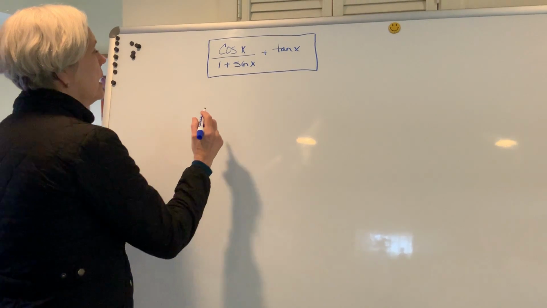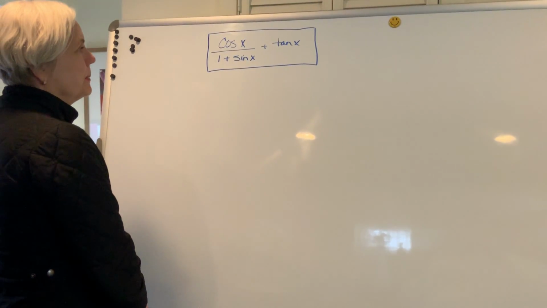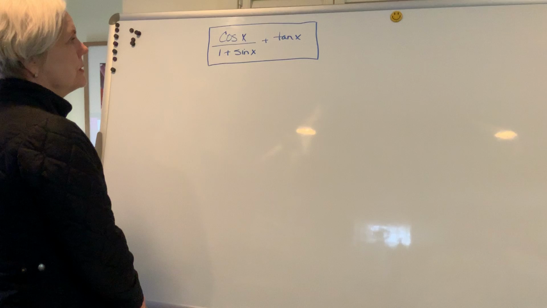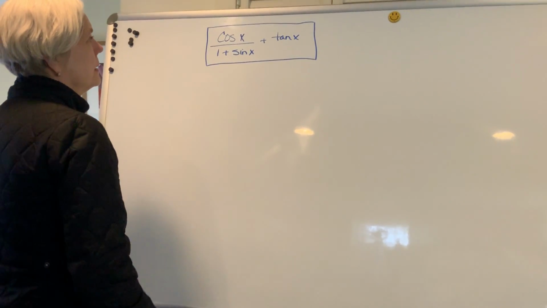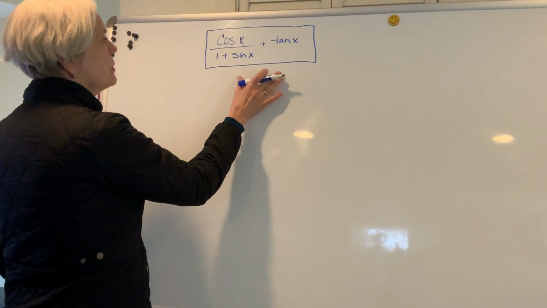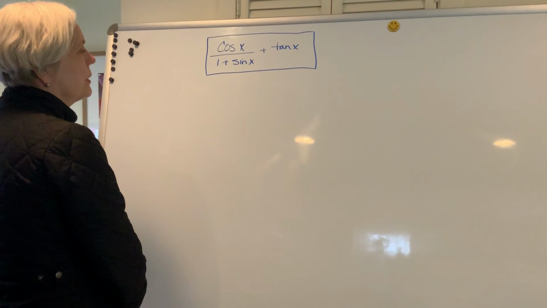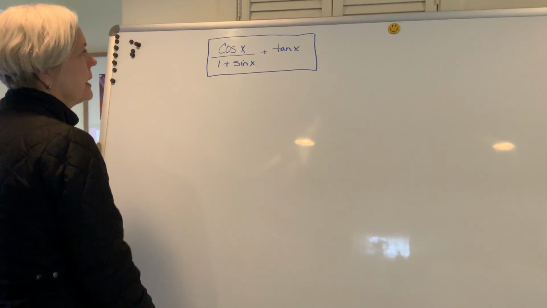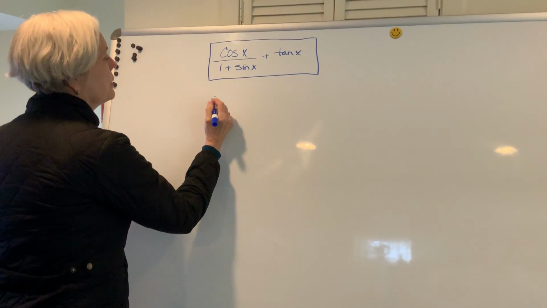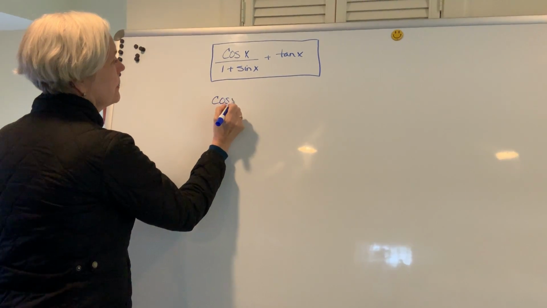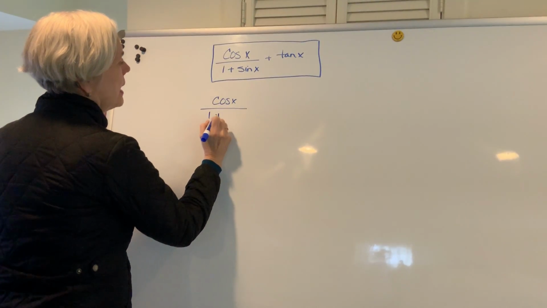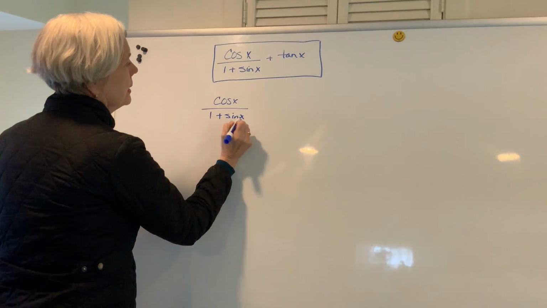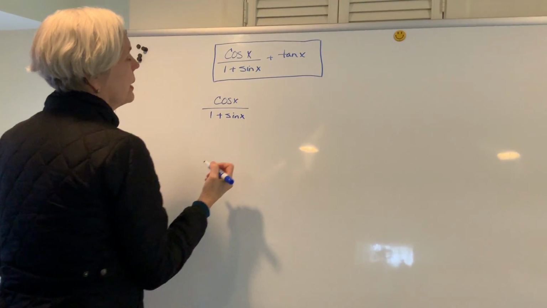Today we're going to take this problem that we've been given and simplify it down to just one term. And what we're going to do is take these as two different components and work on one component first and then the other and then put them together. So what I want to do is take my first component, the cosine of x over 1 plus the sine of x. And I'm going to work over here a little bit before bringing in the rest of it.